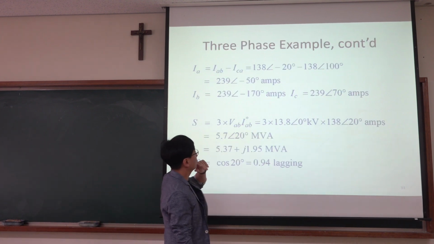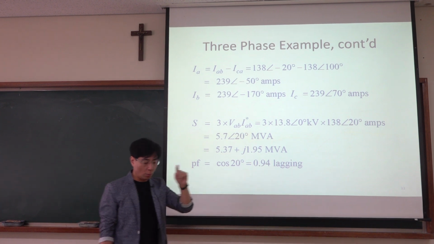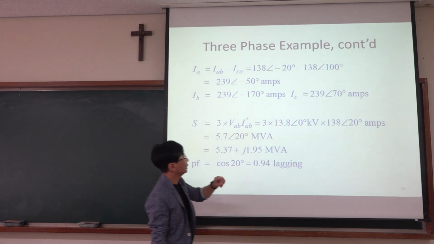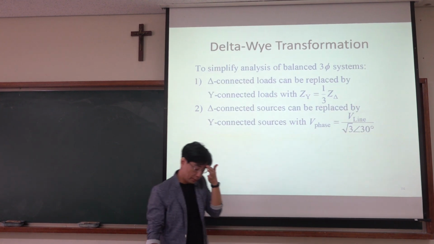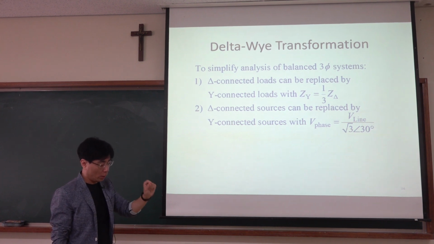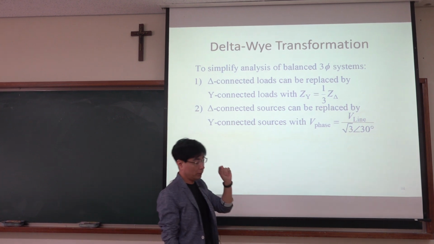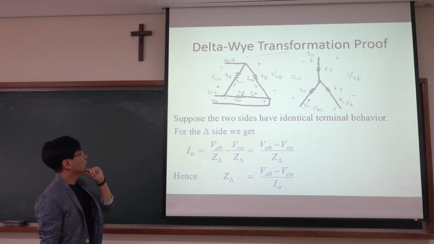So when we want to change from delta connection at the load to Y connection, the result is simply this one. The ZY, that stands for the impedance in Y connection. That is 1/3 of the impedance in delta connection. So the derivation is like this.